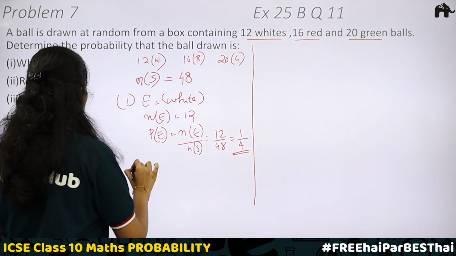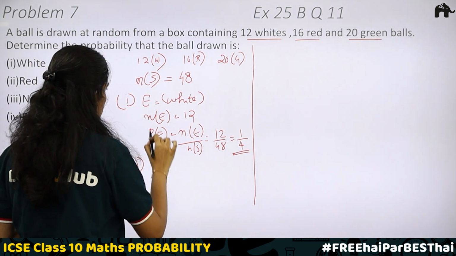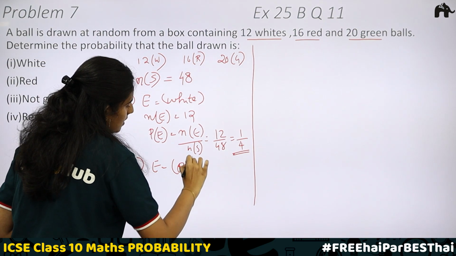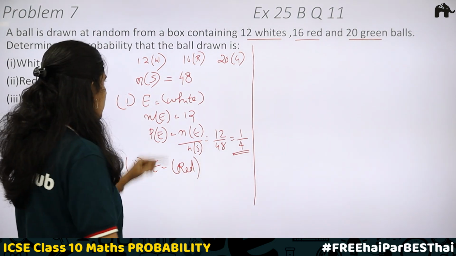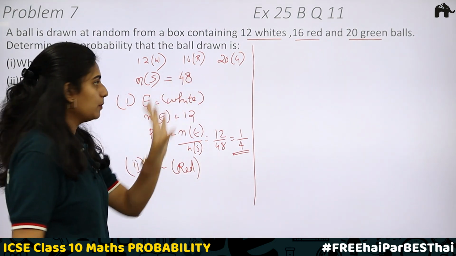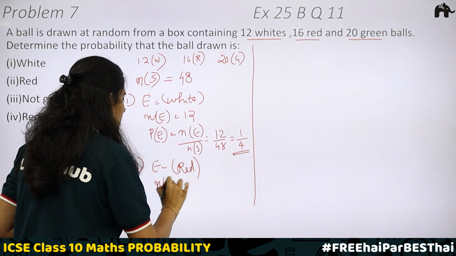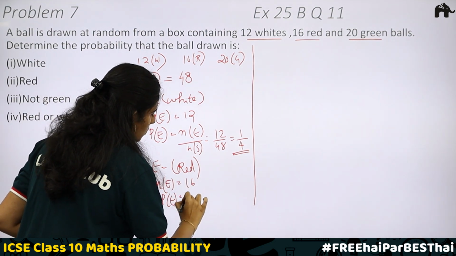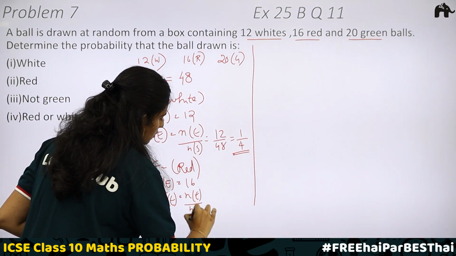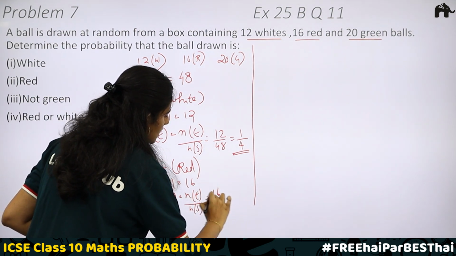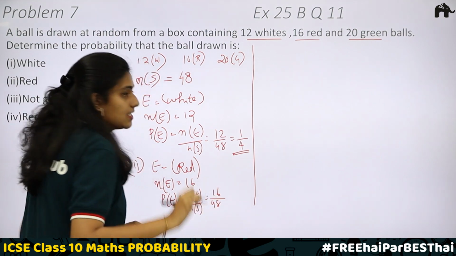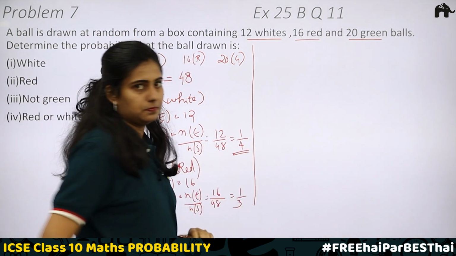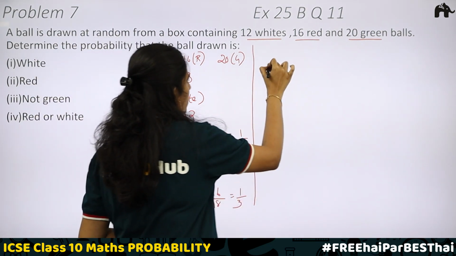Okay. Now the second one, it is a red ball. The event is getting a red ball. How many red balls do we have? We have 16 red balls, which means N of E is equal to 16. And hence the probability of the event is equal to N of E divided by N of S, which is 16 divided by 48. 16 into 3 is 48. Therefore, 1 by 3.